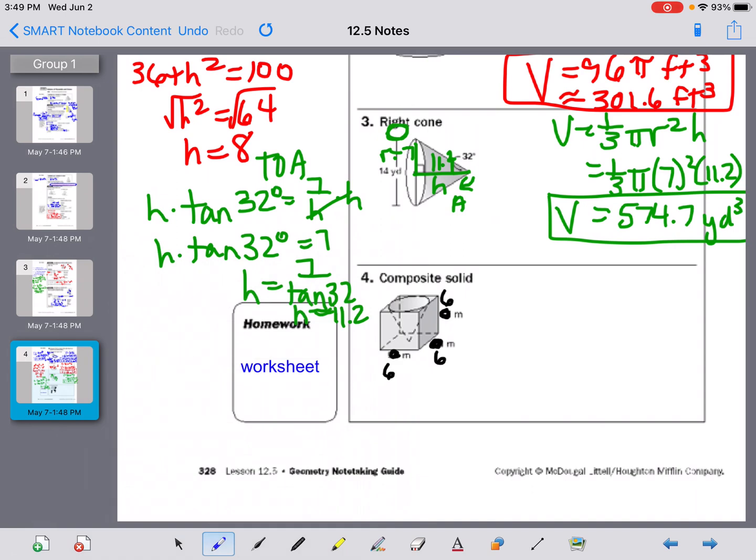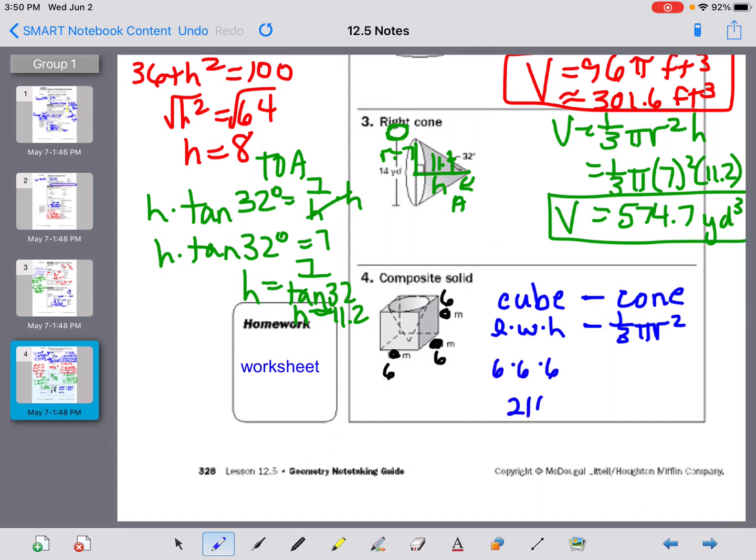What's happening on this composite solid? Looks like I started with a cube, and then I drilled out a cone, okay? Kind of took out a cone there for whatever part I'm making. So when I'm finding the volume of a cube, you can think of it as side cubed, right? Or length times width times height, all the same. And then I'm going to subtract the cone, which is 1/3 pi r squared h. For my cube, I have 6 times 6 times 6, or 216.